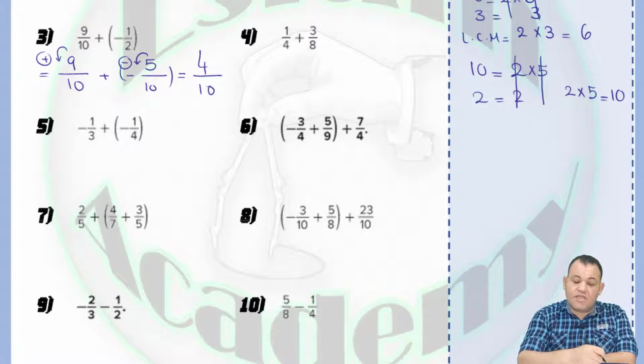So 4 over 10 is not the simplest form. We can simplify it. If you divide 4 by 2, it equals 2, and 10 divided by 2 equals 5. So the answer in the simplest form will be 2 over 5.